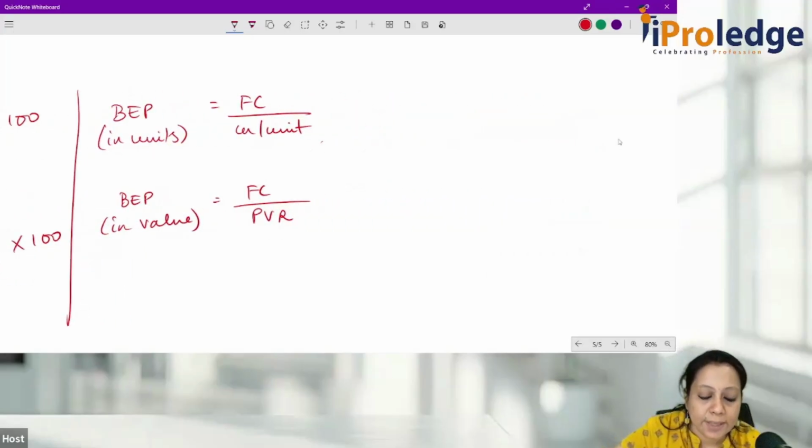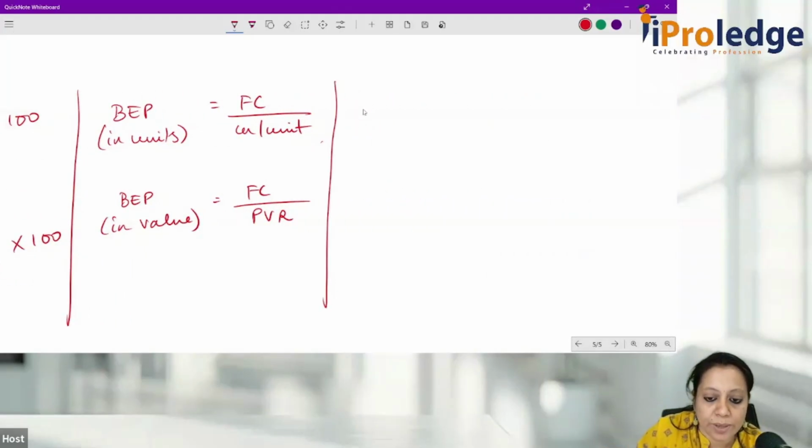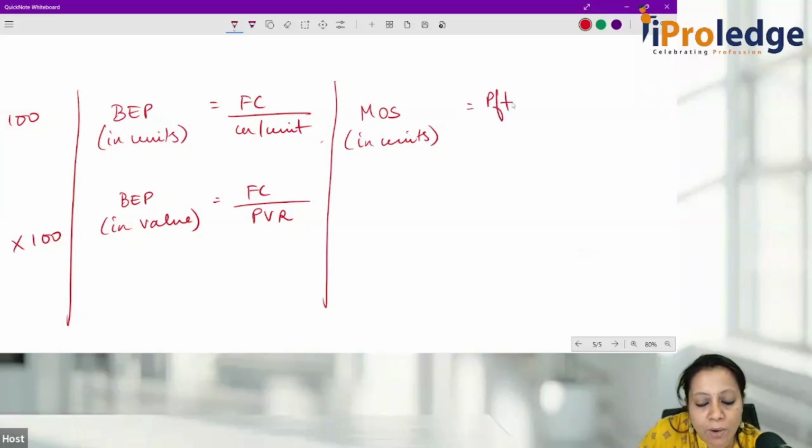In the regular class, we derive all this, but now I'm just going forward. MOS, margin of safety in units, is going to be what? Profit divided by contribution per unit. MOS in value is going to be what? Profit divided by PVR.